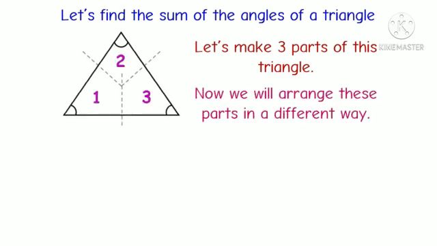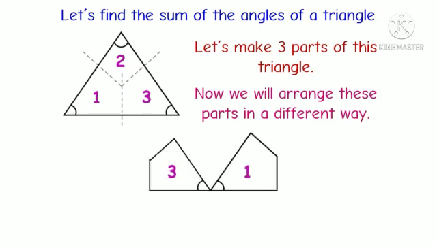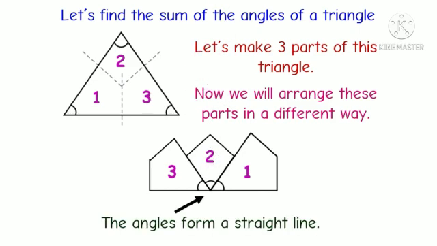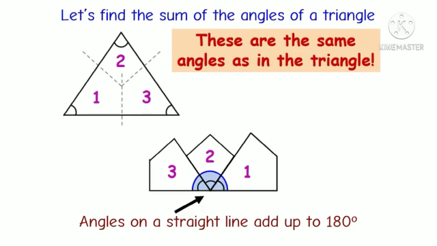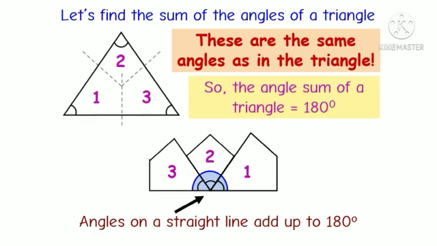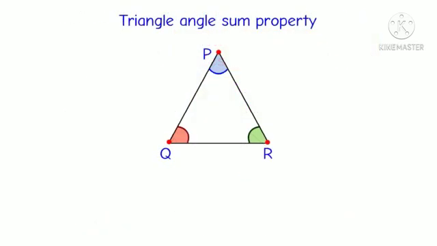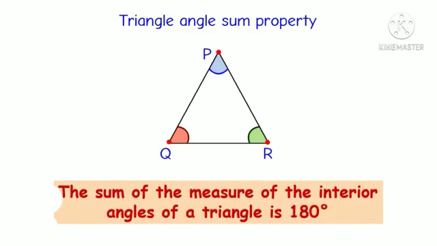Now, we will arrange these parts in a different way. The angles form a straight line. These are the same angles as in the triangle. Angles on a straight line add up to 180 degrees. So, the angle sum of a triangle is equal to 180 degrees. Triangle angle sum property: the sum of the measures of the interior angles of a triangle is 180 degrees.